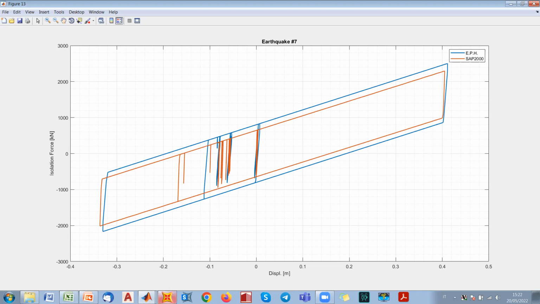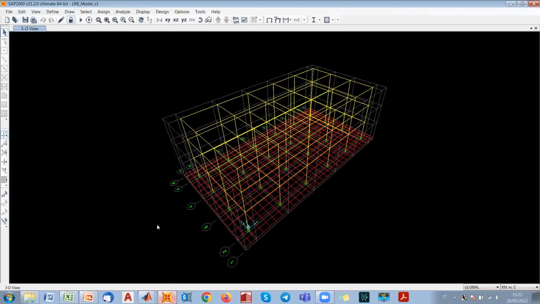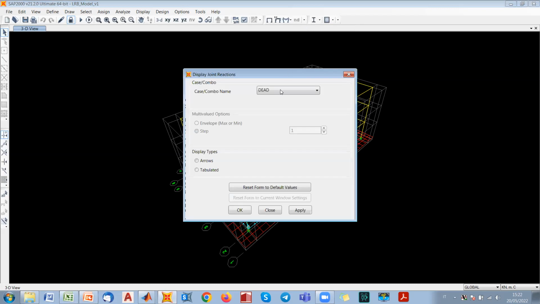So what we can do is just analyze the numerical values of all the reactions for the points where we want to install flat sliders. This can be done without carrying out the nonlinear time history analysis, but at least we can consider the gravity application at the very last time step. So let's check internal forces for joints, and we want to consider gravity at the 15th second.